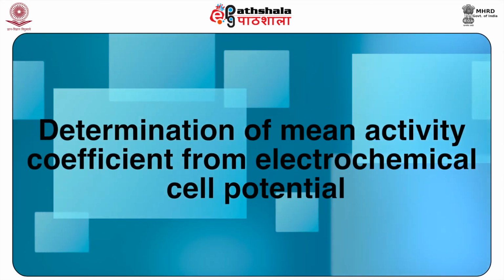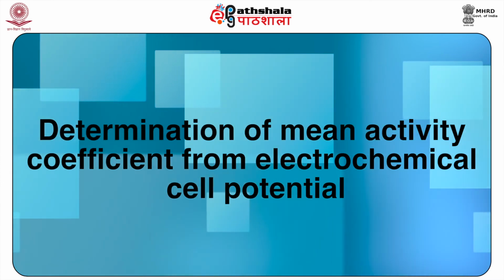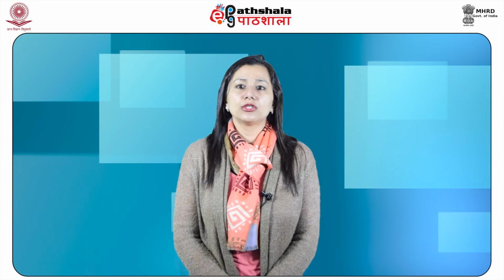Now looking at the determination of the mean activity coefficient from electrochemical cell potential. The deviation of a solution from ideal behavior can be represented by means of the activity coefficient gamma.